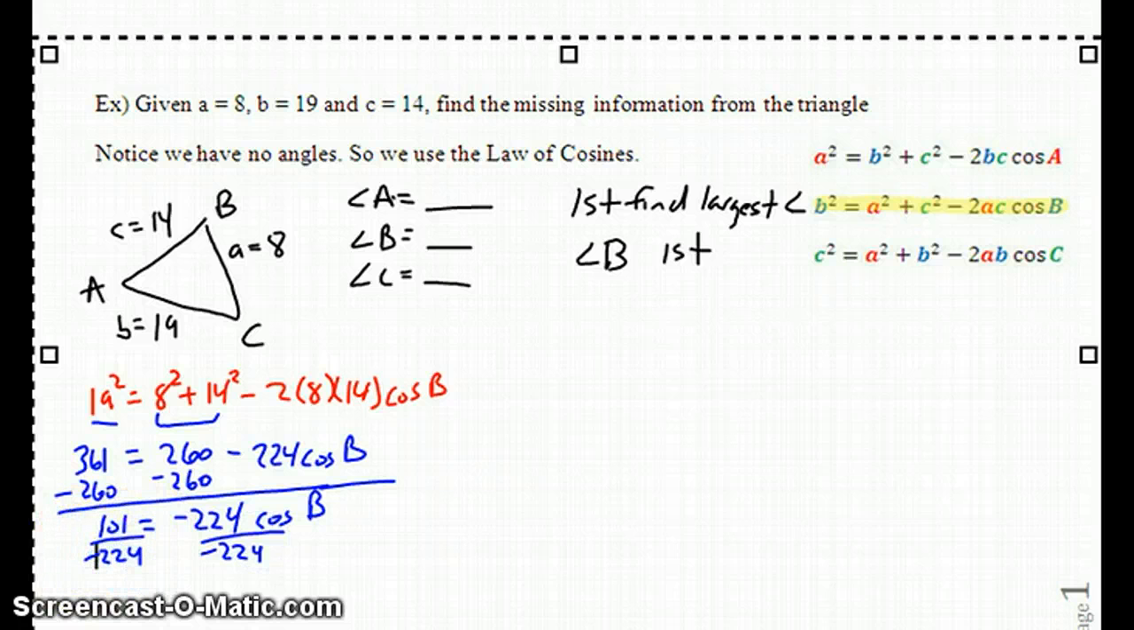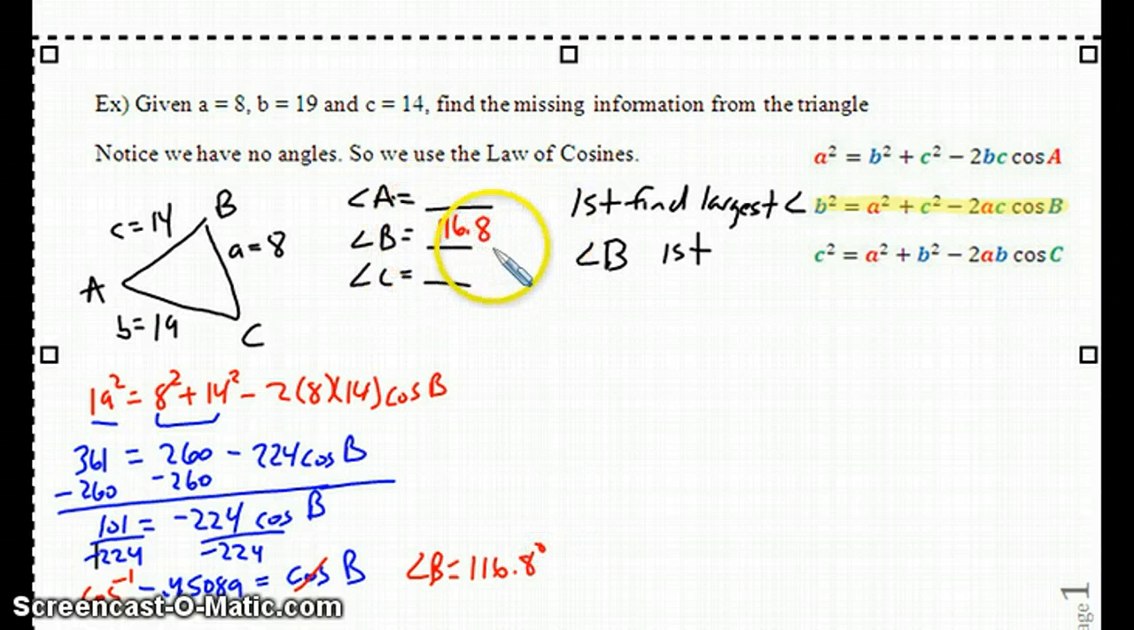So 101 divided by negative 224 gives me negative 0.45089. But that's what the cosine of B is equal to. And again, I'm trying to solve for angle B, so I move the cosine over by taking the inverse. And again, if I didn't mention this earlier, you're going to want to make sure your calculator is in degree mode to do this. I'm going to end up with angle B being equal to 116.8 degrees.